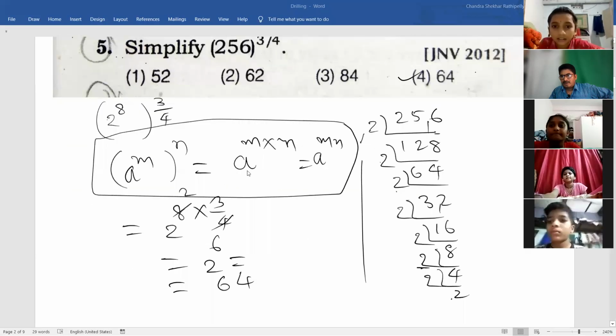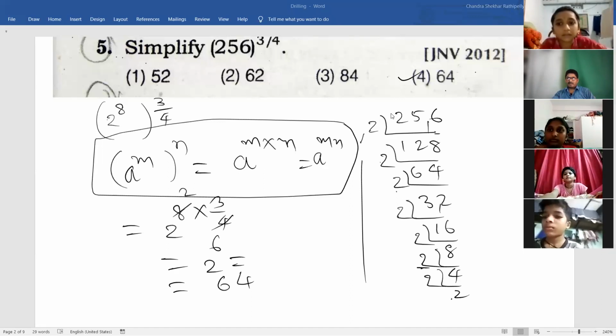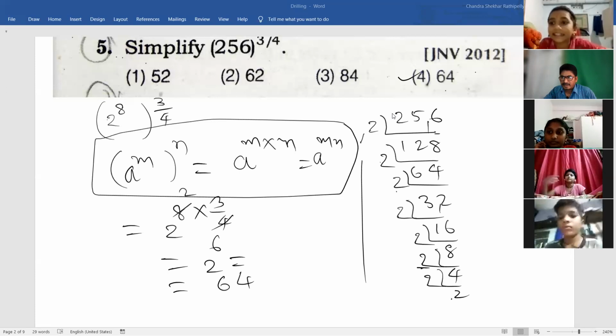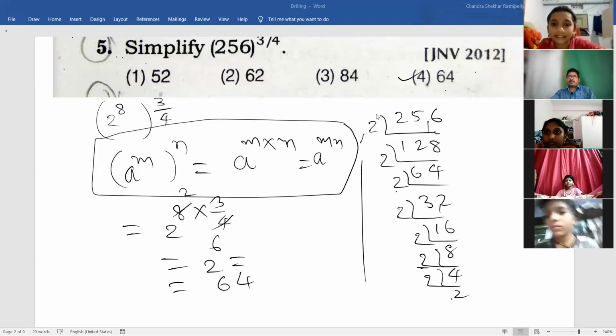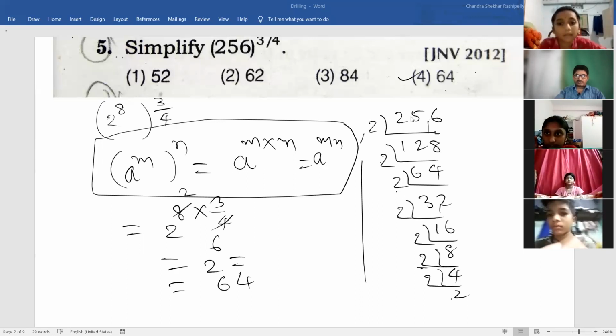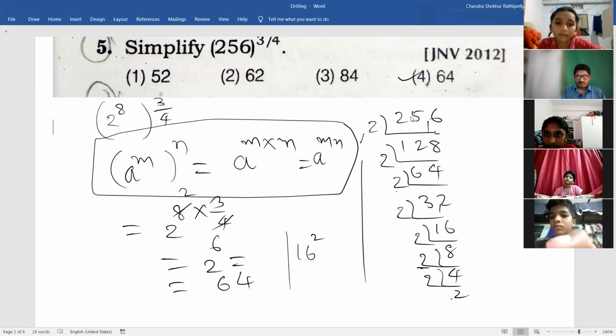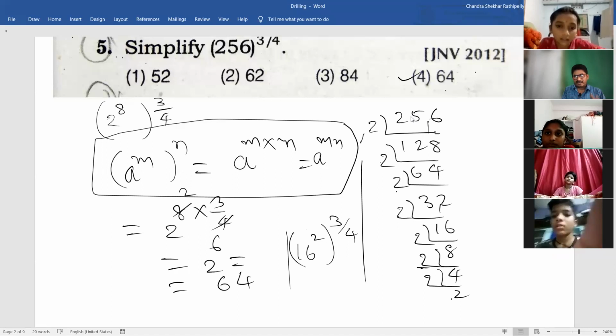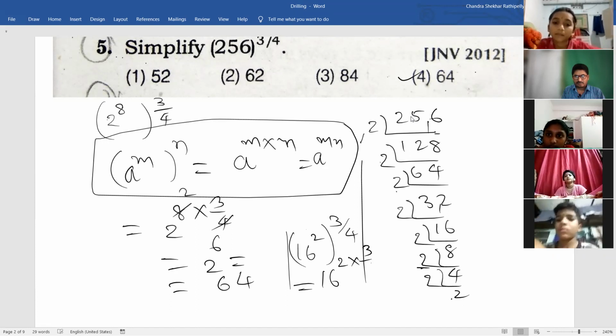Sir, 16 square also, na, sir. 256, sir. Okay, 16 square also. Yes, 16 square also okay. But 16 square, this also okay, no problem. So once again there will be a fraction. In that case, we will face some troubles. So see, 2 ones are 2, 2 twos are 4. Again 16 to the power of 3 by 2. What is the answer for this?